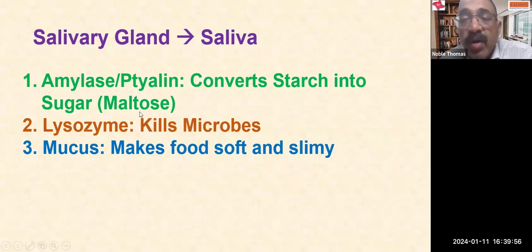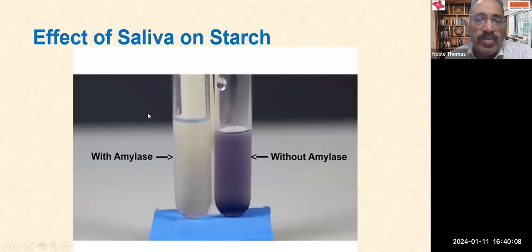Starch can be digested at different parts of the body. One important part is the mouth. So the moment you place the food in the mouth, the digestion starts. So in the human body, the digestion starts in the mouth.